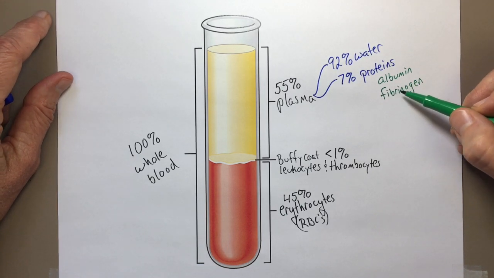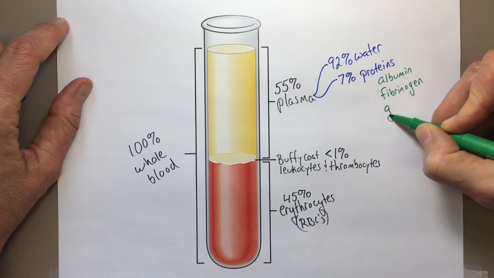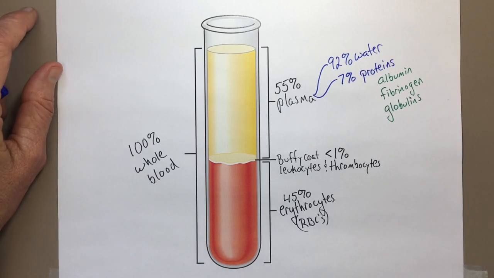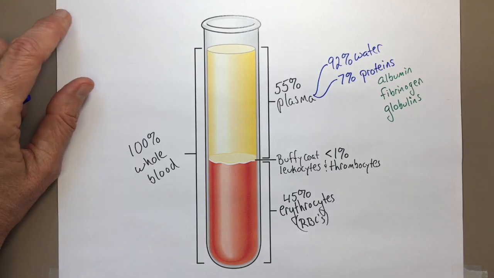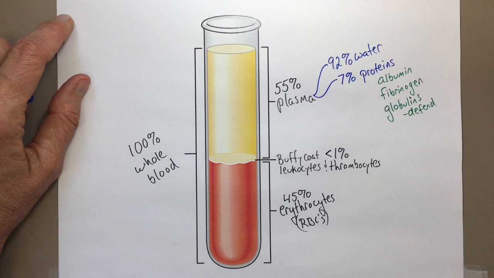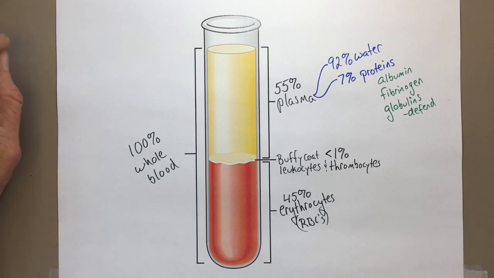Another category of proteins are referred to as globulins. I'll say plural because there are several different types of globulins. Some globulins defend against disease. We refer to them as antibodies, because they're part of our immune response, and so they're anti-invaders, right? They're against things that invade the body, so we call them antibodies.